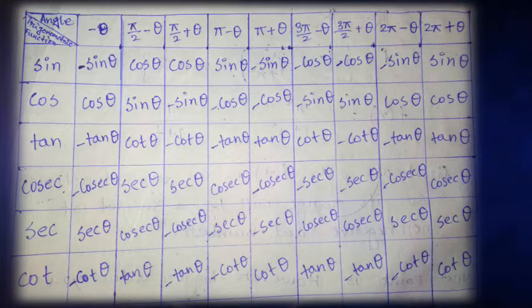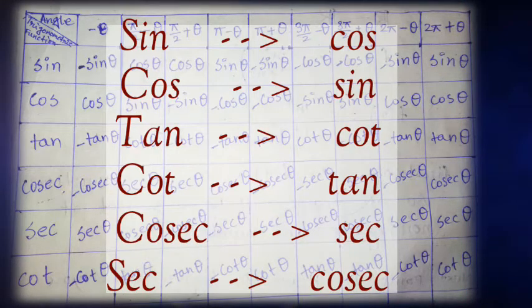And there is a rule for this change. Sine will convert to cos, cos will convert to sine, and then tan will convert to cot, and cot will convert to tan, and cosec will convert to sec, and sec will convert to cosec. Let's take an example to make the concept clear.